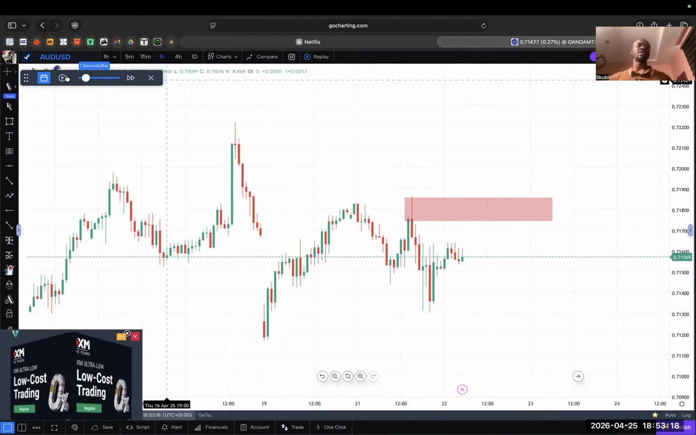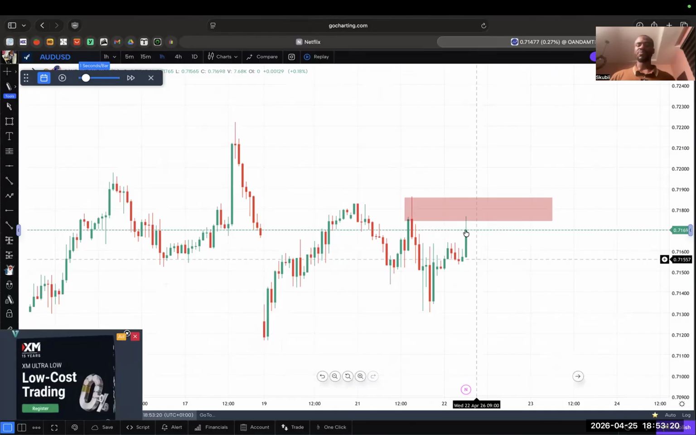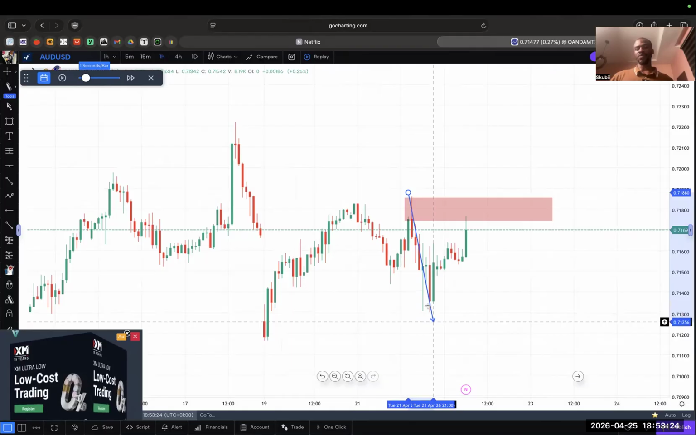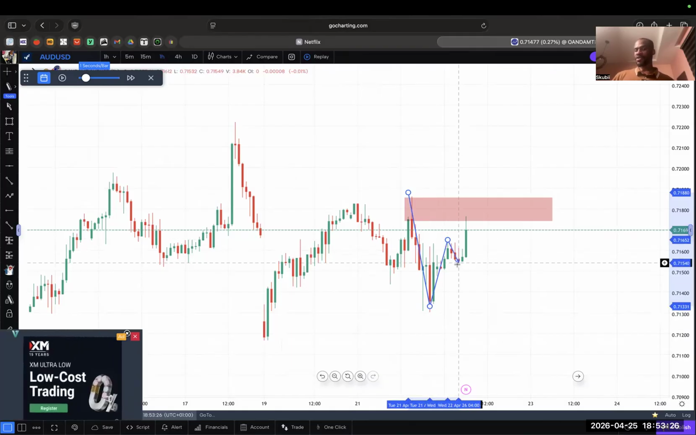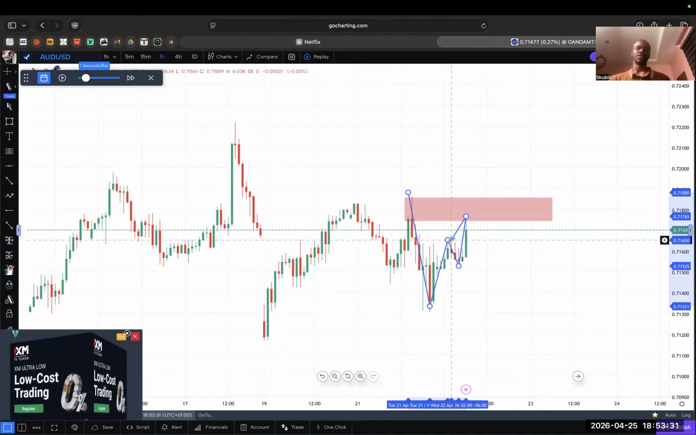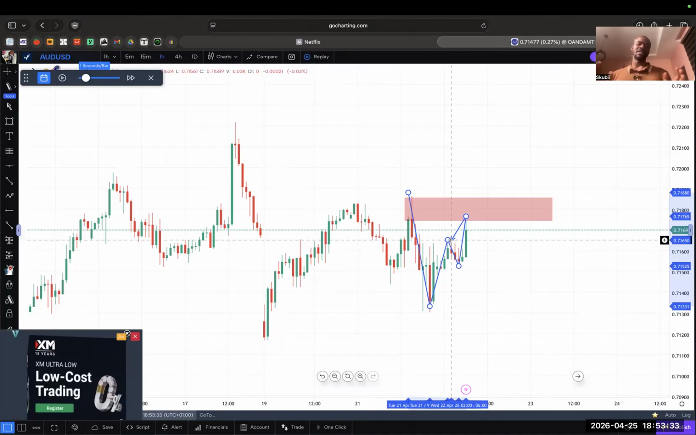The problem I had with this trade was that, as price tapped into this level, price basically did something like this, where we have lower low, lower high, failure to create a lower low, and this candlestick broke above, like it wanted to initiate a shift in market structure. That was why I was like, nah, I'm not going to take this trade.